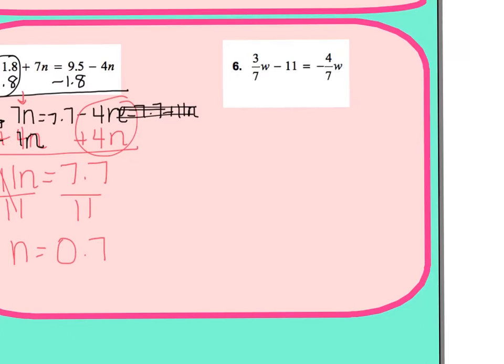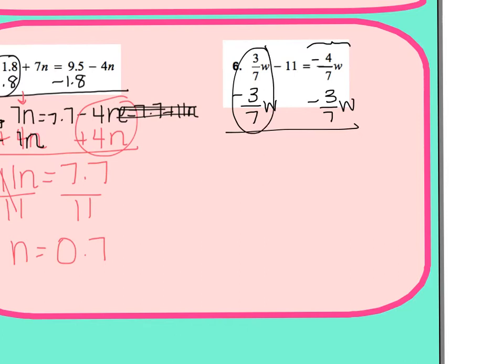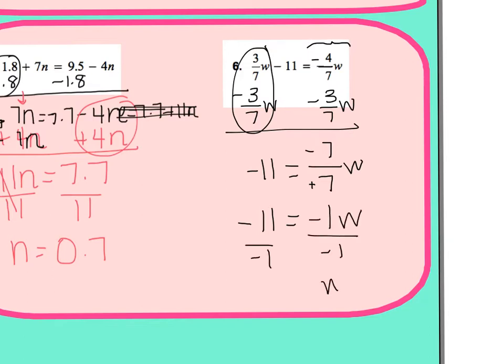On the next one, we're going to get all of our w's together. Since they're over here by themselves, I'm going to get these other ones moved over. So I'm going to subtract 3/7 w from both sides. Since they're the same signs, they're both negative. 4 plus 3 gives us 7, so it's going to be negative 7 over 7 w equals negative 11. The negative 7 over positive 7 would be a negative 1, so negative 11 equals negative 1w. Divide by negative 1, and w equals 11.